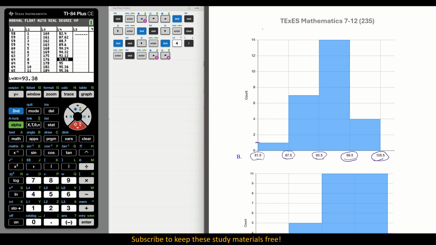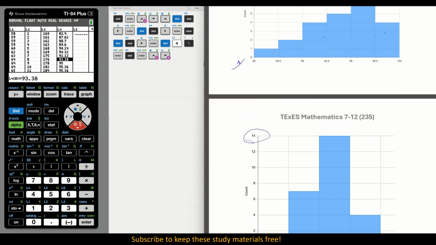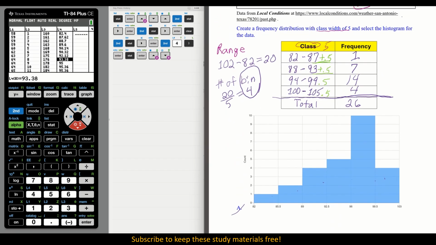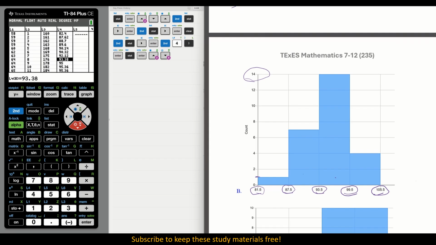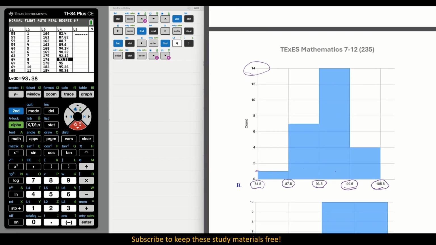Now, our top value on the bin 1, 2, 3 should be 14. Let's go up. And that is what we had. That's right here. 14. And then the next one should be 4. So let's go check it. And look, here's the correct numbers. 87.5, 93.5, 99.5, 105.5. Let's see if they work. 87, 93, 99. Yes. Perfect.